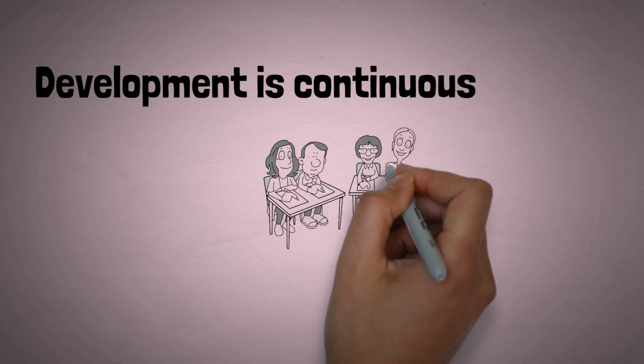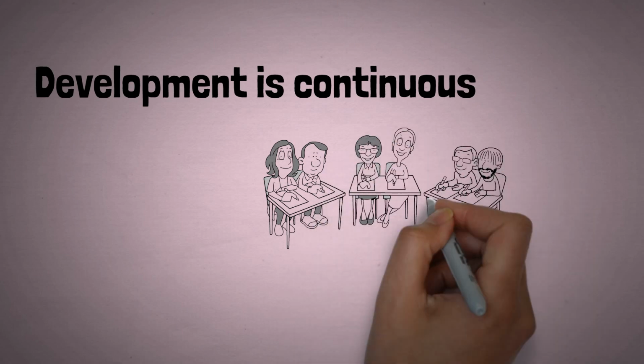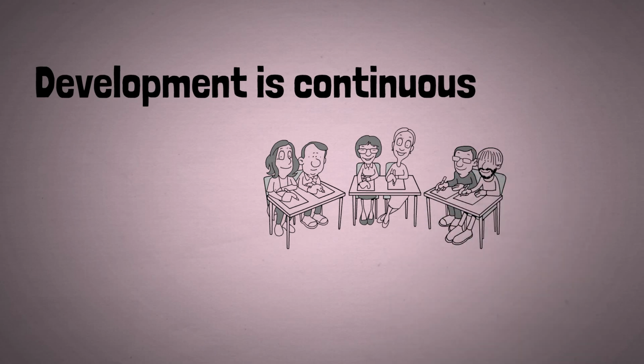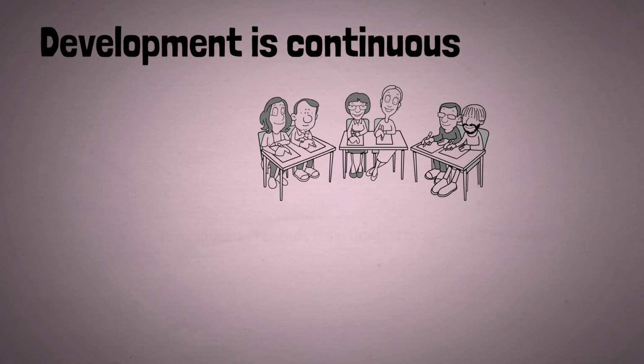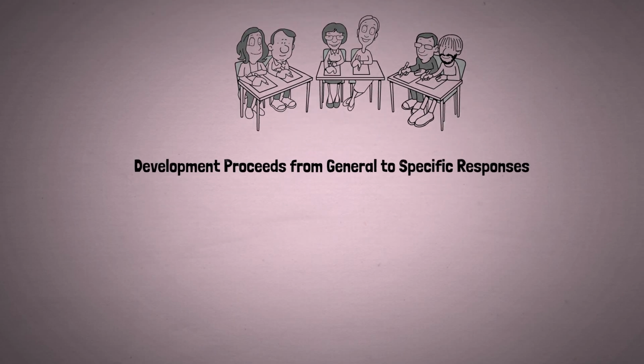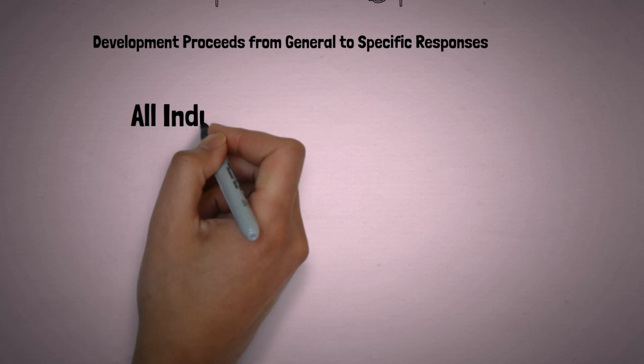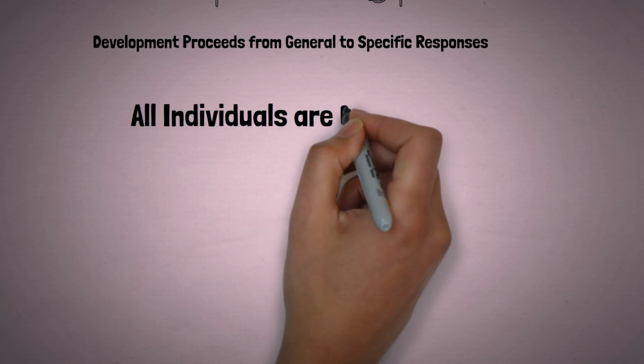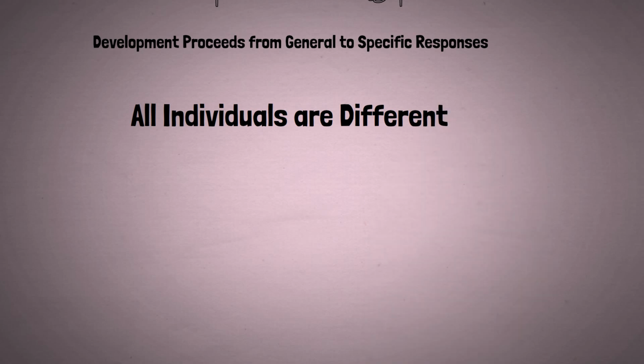Development proceeds also from general to specific responses. Our bodies are wired to respond in specific ways to specific types of stimuli. But there can be some specific times where personal choice plays into that, and that can be something that we need to be mindful of as well. All of this to say that within the process of developmental psychology, there is a lot that is going on.